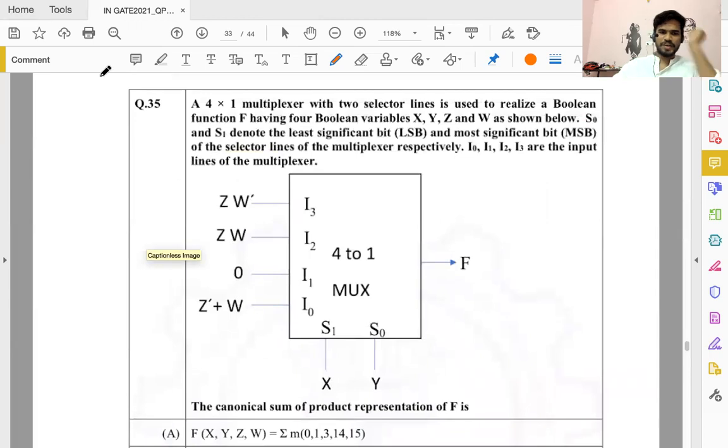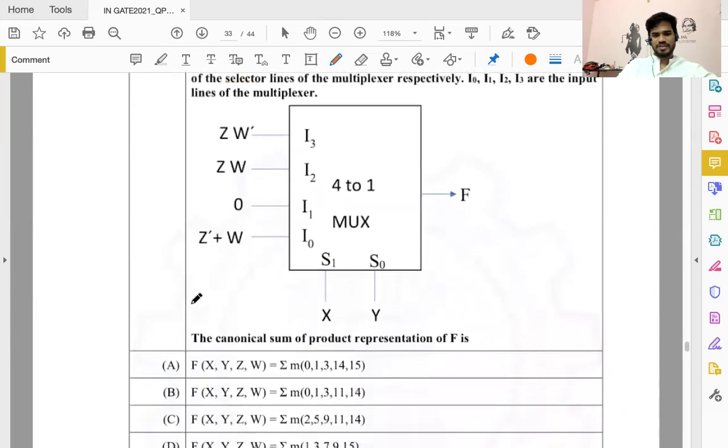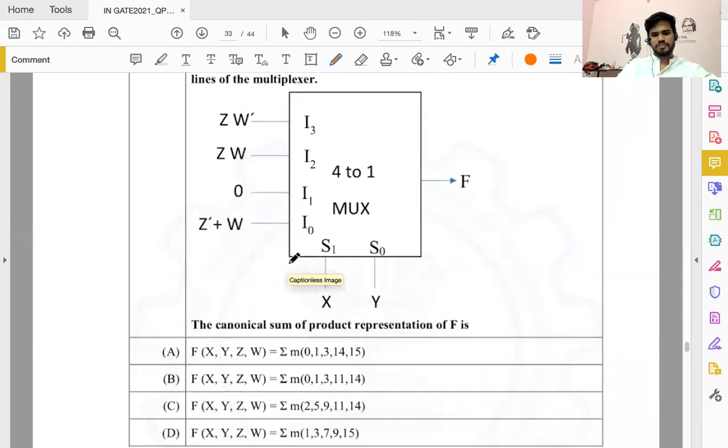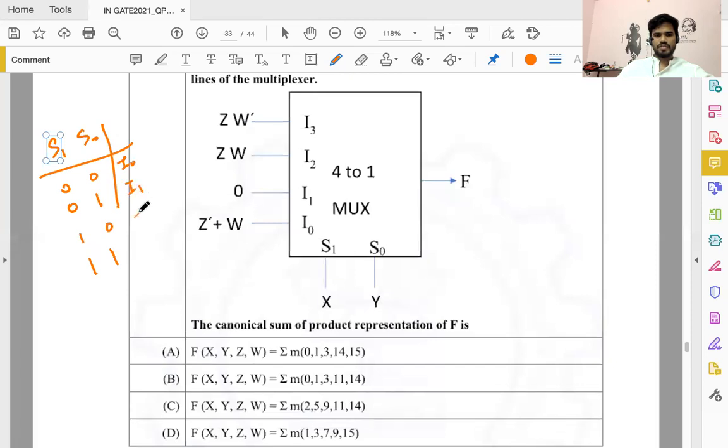This we have actually done in class. Mux can be used to do combinatorial circuits. So quickly, S1, S0. You have the inputs here: 0, 0, then 0, 1, 1, 0, 1, 1. You get I0, I1, I2, I3. Now we can easily write things down. So this is 0, this is 0, that is y bar, x bar.